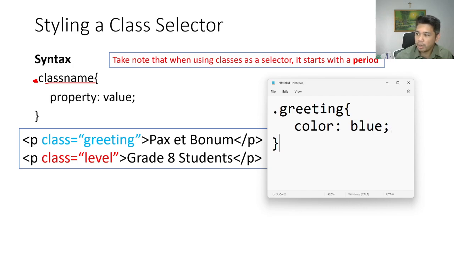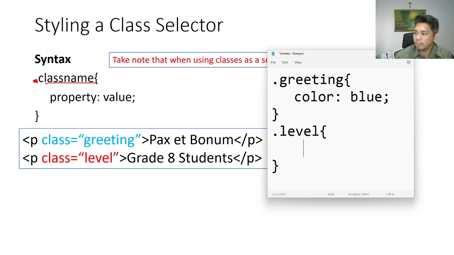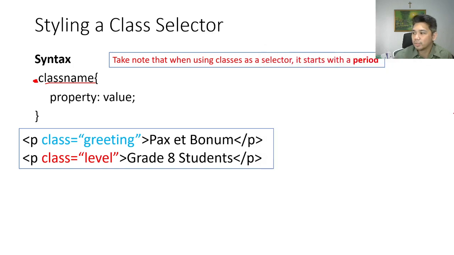And then for the other one, again, since it's a class, we will start with a period. And then the class name is level. And then inside is the color red. So something like this.